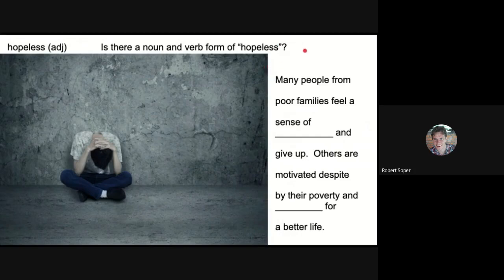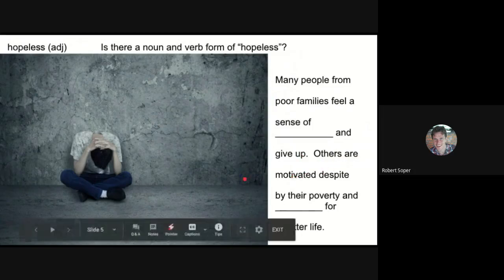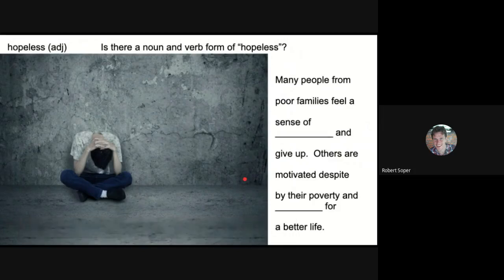Okay, let's go through it together. So, many people from poor families feel a sense of hopelessness and give up. Others are motivated despite their poverty and hope for a better life.